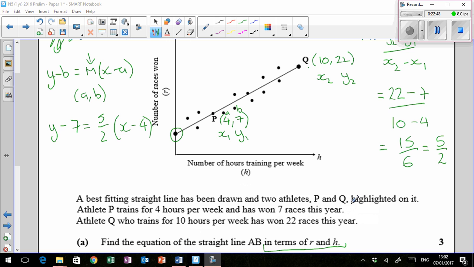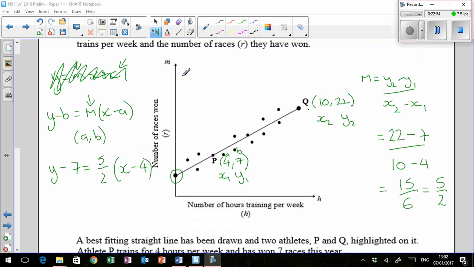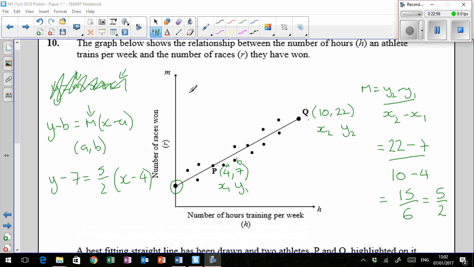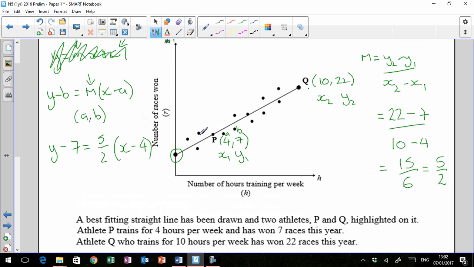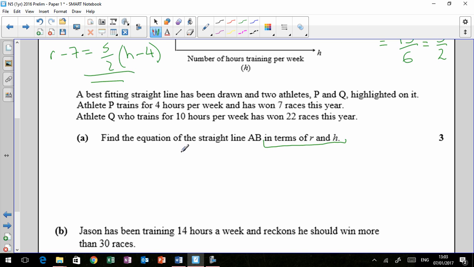Now, the last trick here is that the question specifically says in terms of r and h. So we don't have a y-axis here. We have an r-axis, and that should definitely be an r. So instead of y, we're going to have r. And instead of x, we're going to have h. So that's your equation of the line in terms of r and h.